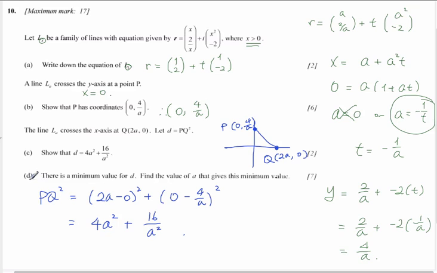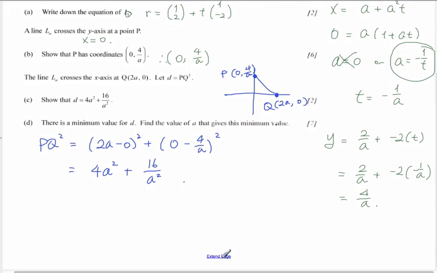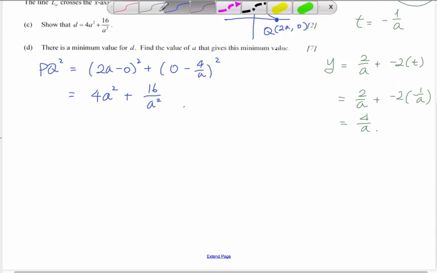D, there is a minimum value for D. Find the value of a that gives this value. Okay, so how would you find the minimum value of D? Maybe in red. All right, so D is the distance between P and Q, or PQ squared, and I want to minimize that distance. So what would I do? I want to find the D prime and set it equal to 0.